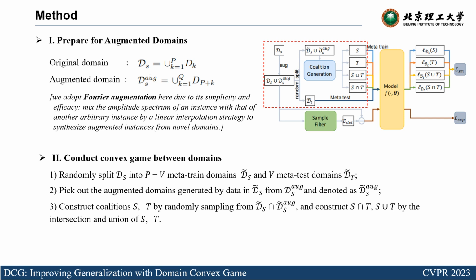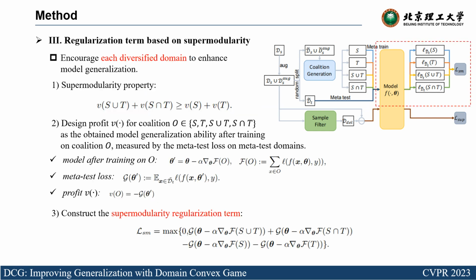Given P original domains, we first prepare Q augmented domains using the Fourier augmentation technique, which mixes the amplitude spectrum of a pair of samples by linear interpolation to synthesize augmented instances from novel domains. Then, we randomly split the original domains into meta-train and meta-test domains. Next, we pick out the augmented domains generated by data in the current meta-train domains, and incorporate them into the meta-train domains. By randomly sampling from meta-train domains, we can obtain coalitions S and T, and obtain their union and intersection naturally. Thus, we are ready for constructing the convex game between domains.